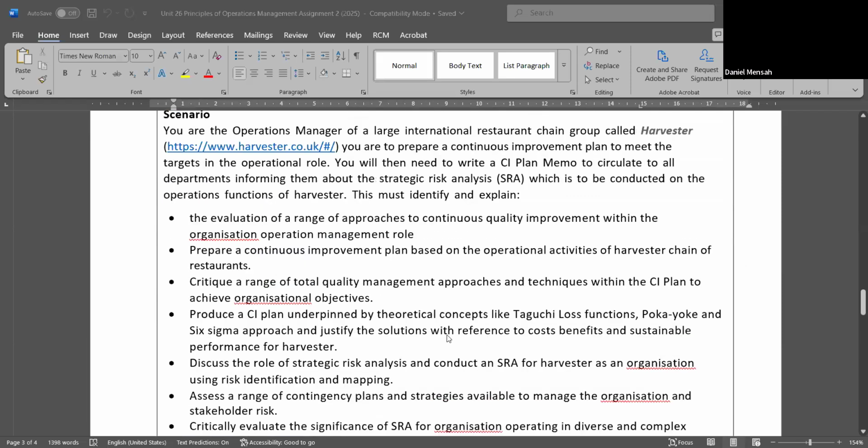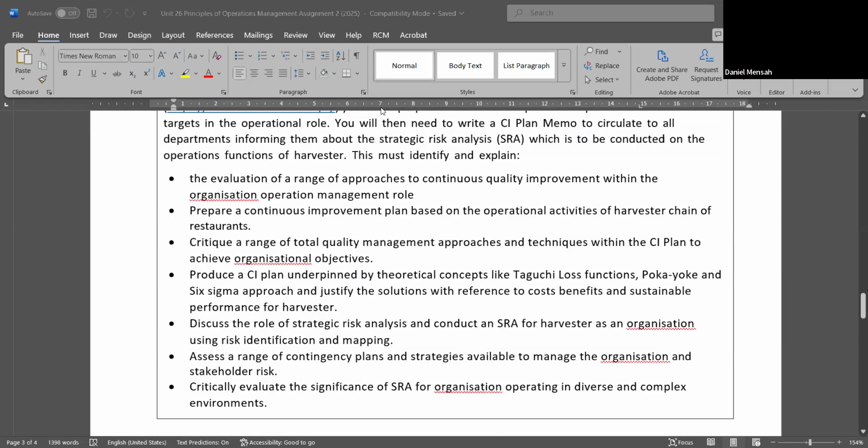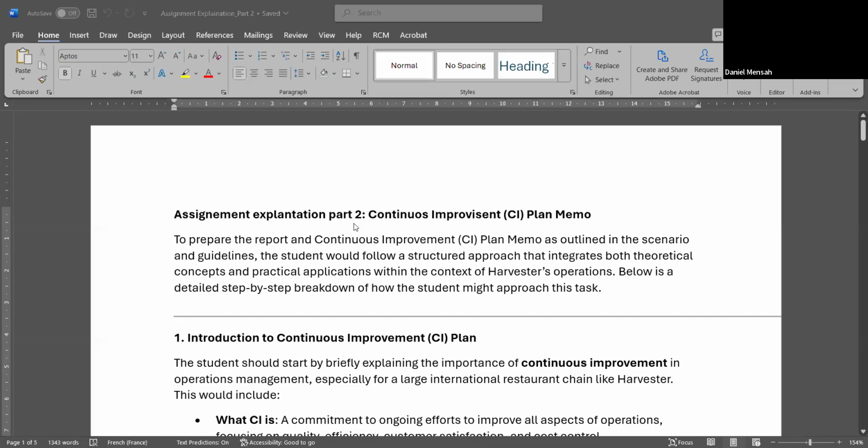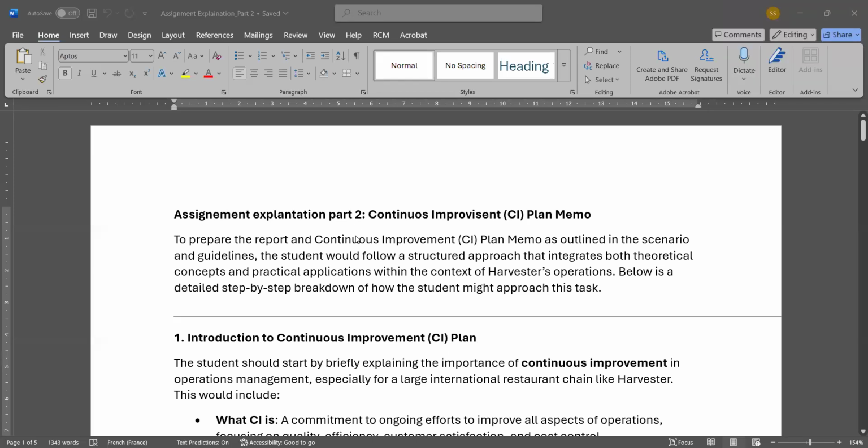Okay, so I will go to my explanation document which I created for you. Can you see this document, assignment explanation part 2? I can see now. You can see now. Okay, that's great.